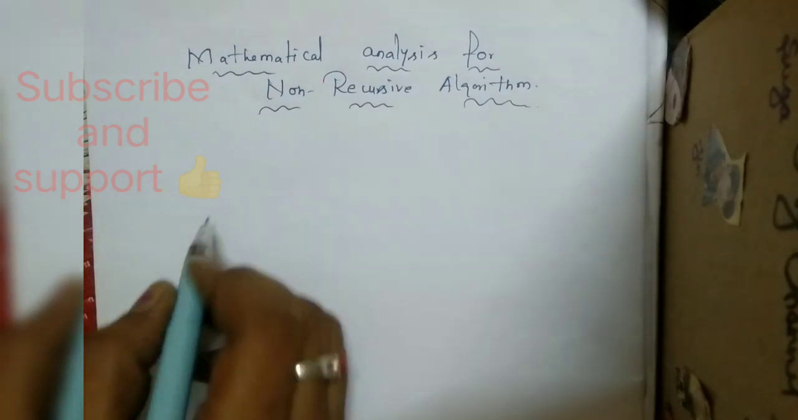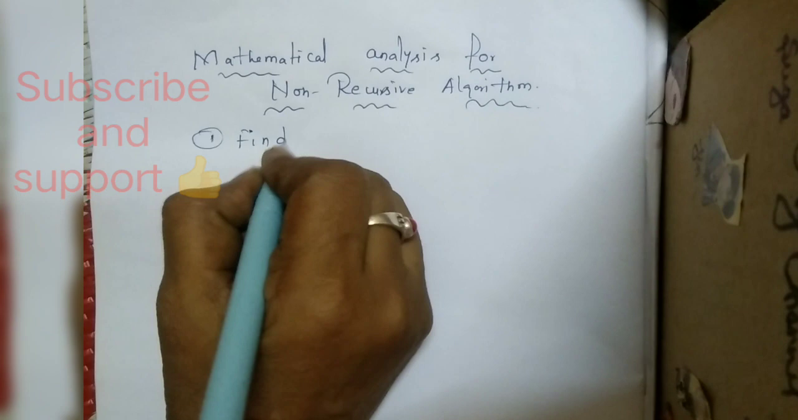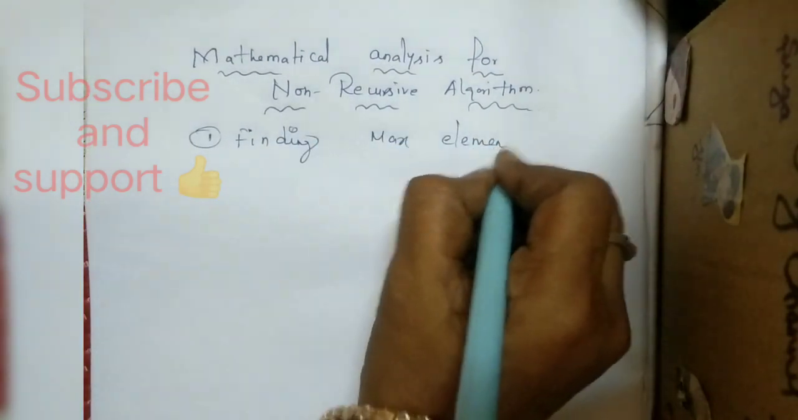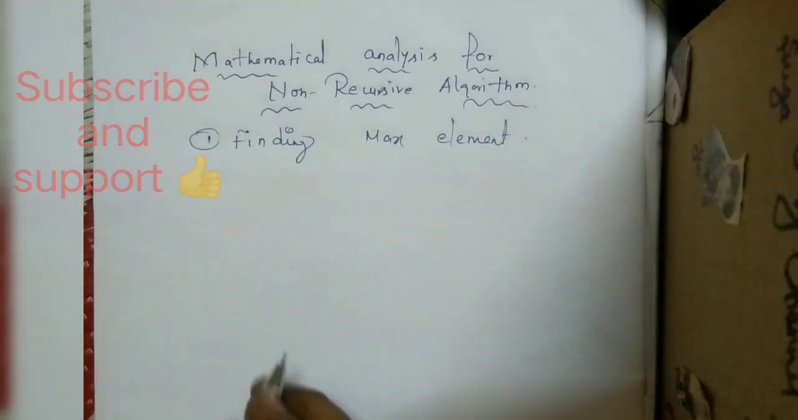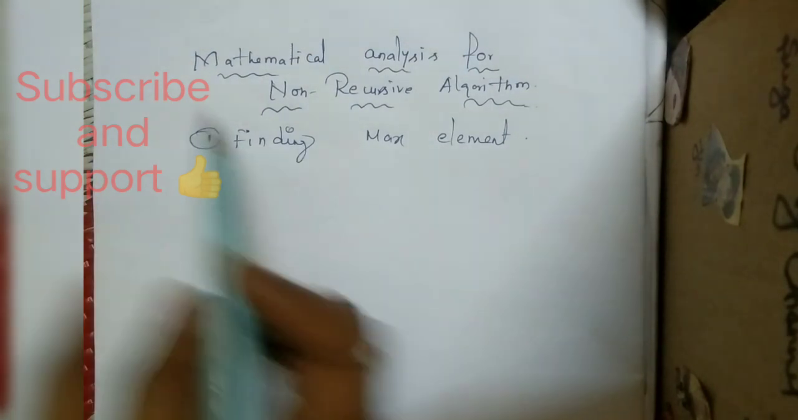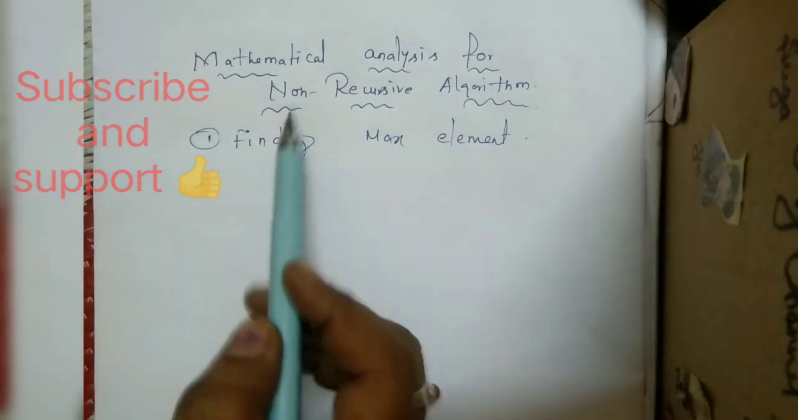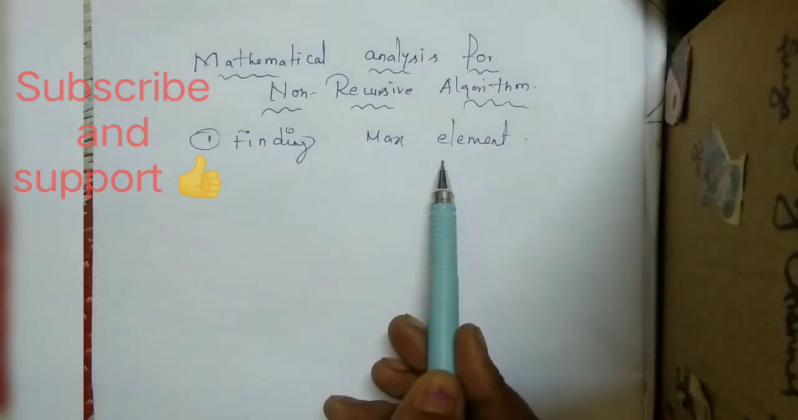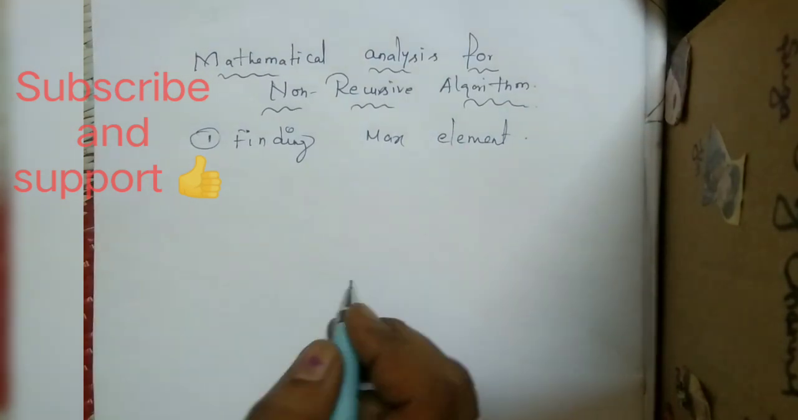First, let us discuss the example of finding the maximum element. And then we will discuss finding the unique element. Both examples I have taken from the prescribed book by Anany Levitin. Here is the mathematical analysis of non-recursive algorithms. In this we are going to analyze the time efficiency of non-recursive functions. For example, for finding the maximum element, how can we analyze the time efficiency? That we are going to discuss now.